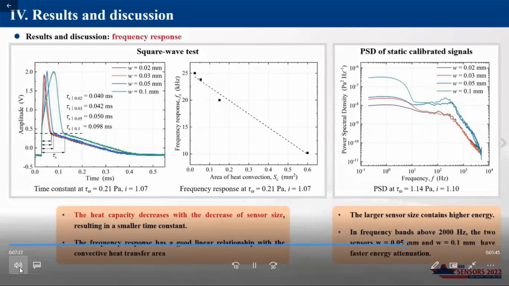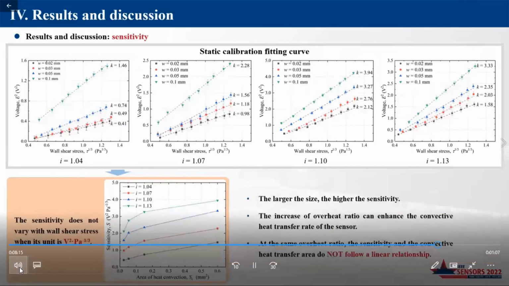The second diagram shows that the frequency response has a good linear relationship with the convective heat transfer area, which is consistent with the theoretical equation. We also analyze the time-frequency characteristics of the sensors. It can be seen from their power spectral density distribution that the larger sensor contains higher energy, but the larger size of the sensor has no obvious perception of the high-frequency vortex in the flow, resulting in the rapid attenuation of the energy contained in higher frequency bands.